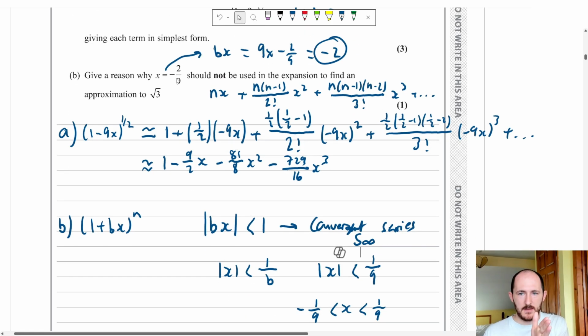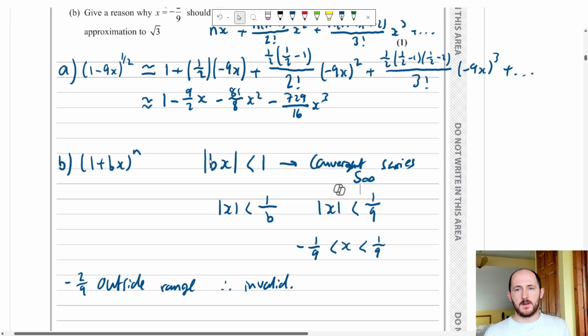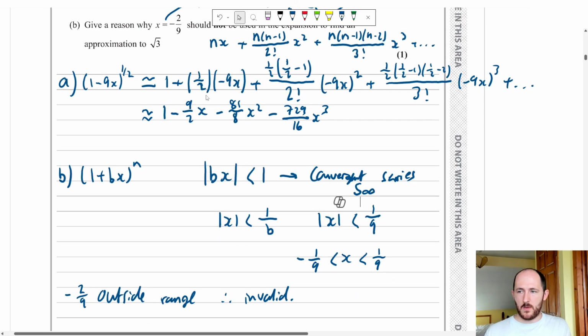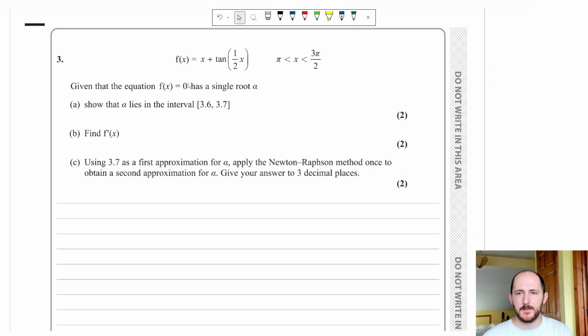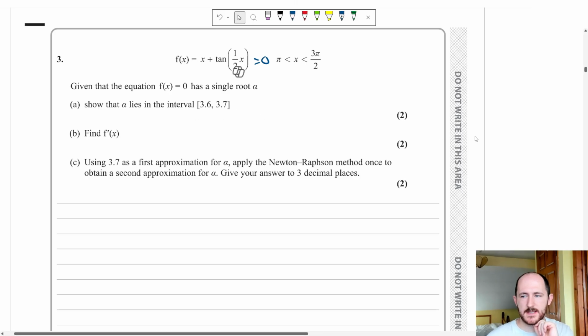That's why x is minus 2 over 9 should not be used in this expansion for the square root of 3, because if I sub it in, this goes off to infinity. That's the reasoning. Okay, so we have an iteration, in this case Newton-Raphson method question, which is fun. So f of x equals x plus tan half x, where x is between pi and 3 pi over 2, so 1.5 pi. Given that this has one root, alpha, show that it lies in this interval.